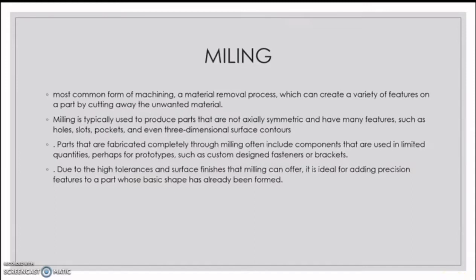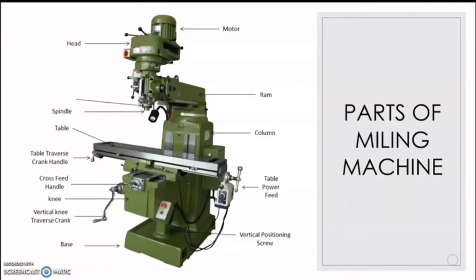Parts that are fabricated completely through milling often include components that are used in limited quantities, perhaps for prototypes such as a custom designer fastener or bracket. Due to the high tolerance and surface finish that milling can offer, it is ideal for adding precision features to a part whose basic shape has already been formed.